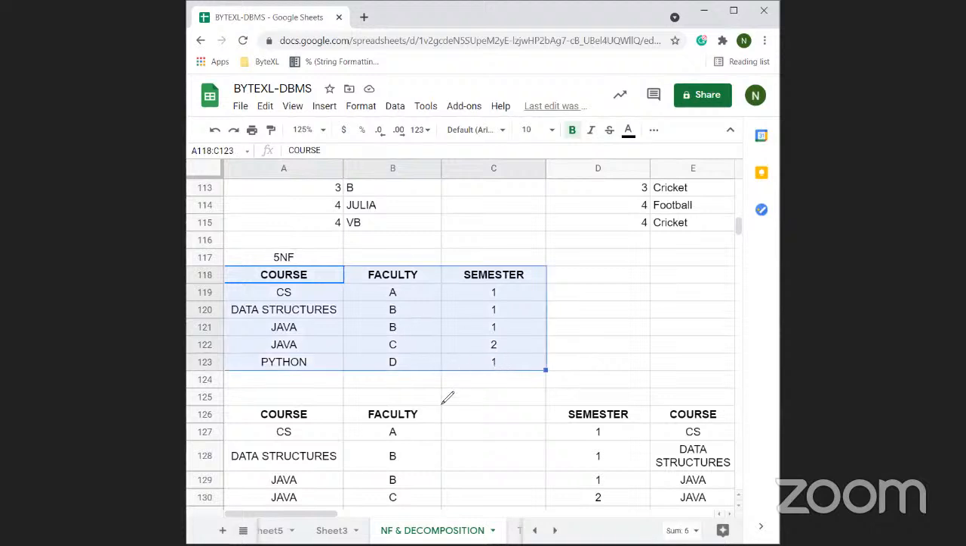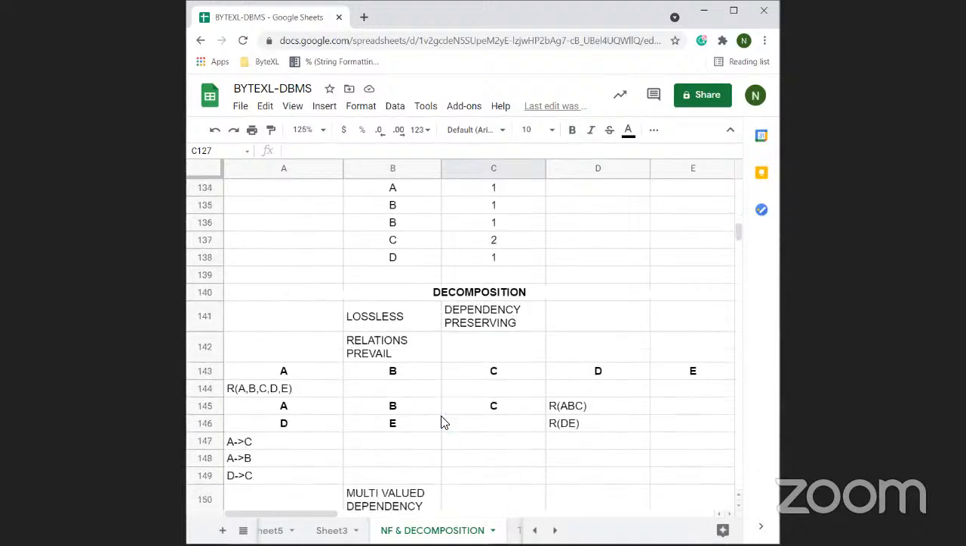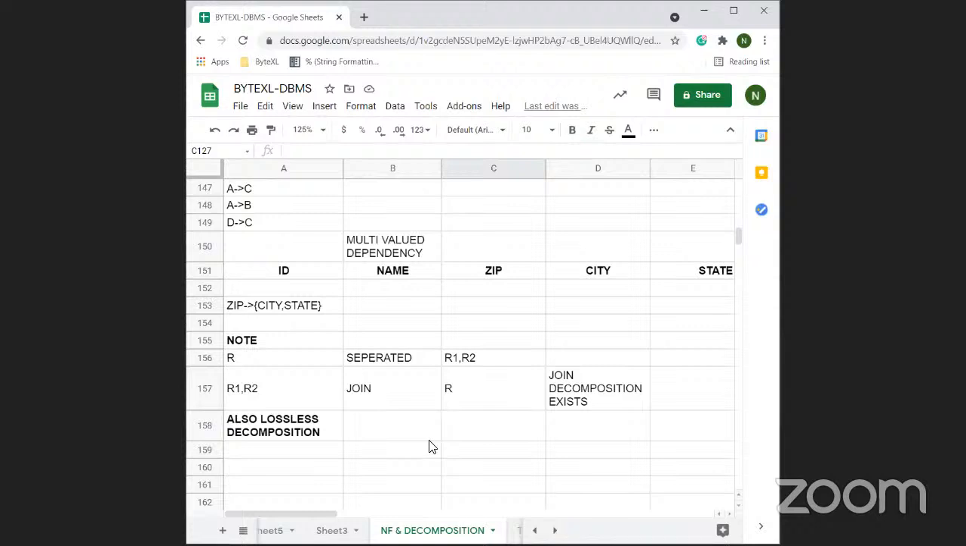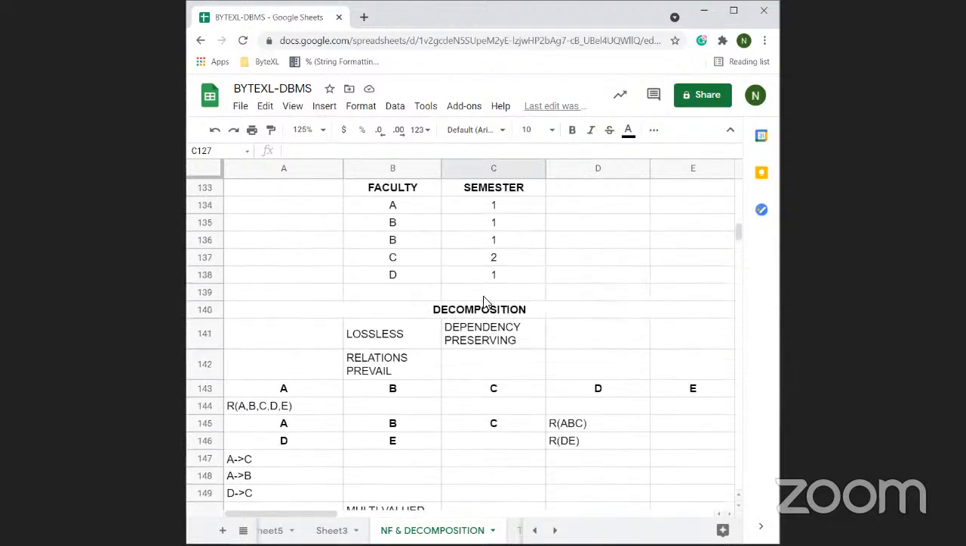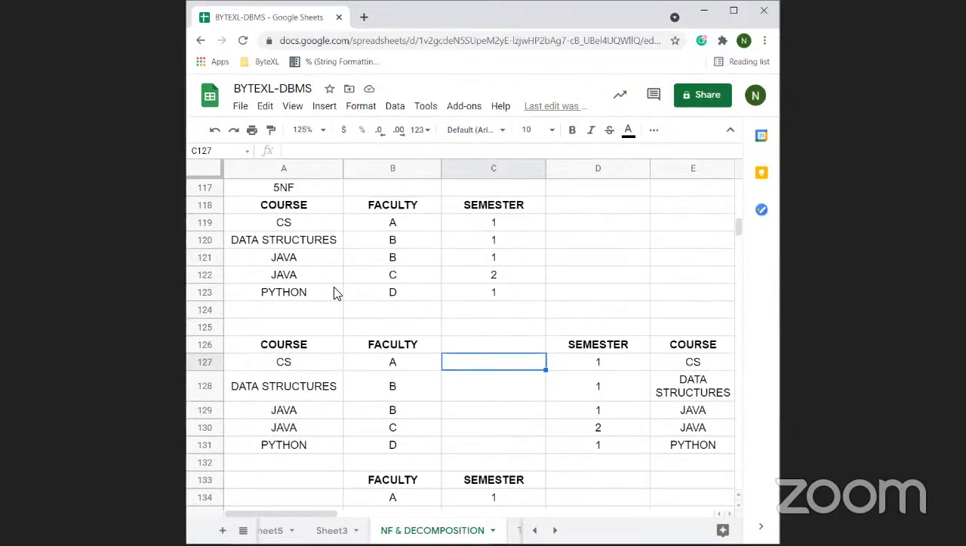If B starts teaching Java for second year, we have to check B data structures. This is not the combination we want. B Java, this is not the combination we want. This is the combination. We have to go like that, which is very difficult. As I told you, if there are hundreds of records, it will still become difficult. Therefore, we should not do such things. We have to maintain the records separately. Now, this is decomposition, and of course, this is fifth normal form.